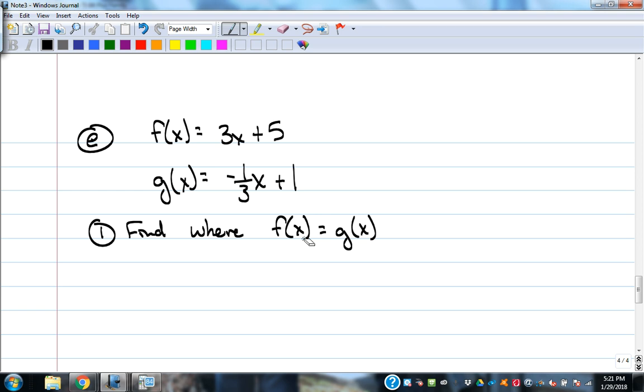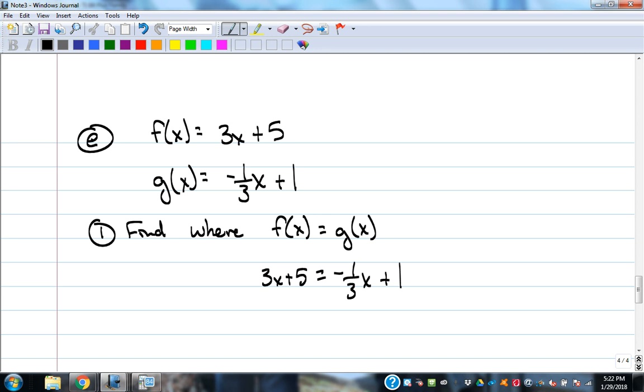Well, what does this say? It says they're equal to each other, so just set them equal to each other. So I'm going to set 3x plus 5 equal to negative 1/3 x plus 1. And then that's an equation that only has one variable in it, x. And that's solvable for us.